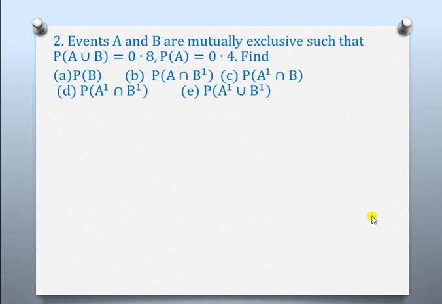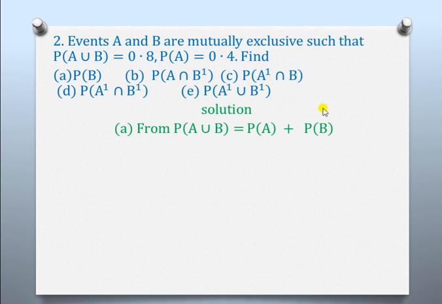Now, if you continue to the next question. Our question 2 says events A and B are mutually exclusive, such that the probability of A union B is 0.8, and the probability of A is 0.4. Find part A, the probability of B; part B, the probability of A intersection B complement; part C, the probability of A complement intersection B; then part D and part E are given as shown. Let's look at the solution for this.